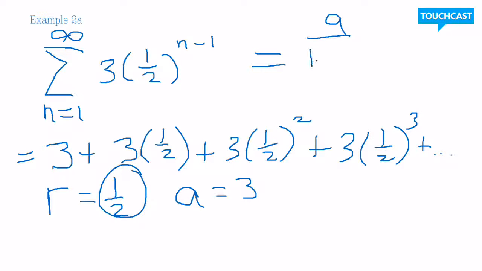a over 1 minus r. So in this case, 3 over 1 minus 1/2. I can simplify that. That's 3 divided by 1/2, which is... Oh, no, it's not 3. 3 divided by 1/2, which is the same as 3 times 2, which is 6.